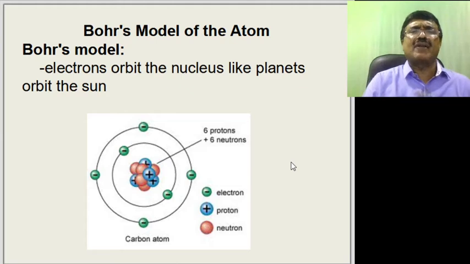So this is our carbon atom. In the nucleus, we have 6 protons and neutrons. They are held together by nuclear forces. Then we have electrons. 2 electrons are present in the orbit which is closest to the nucleus. We can call it the first orbit. 4 electrons are in the second orbit. So that is how the electrons are arranged in a carbon atom.